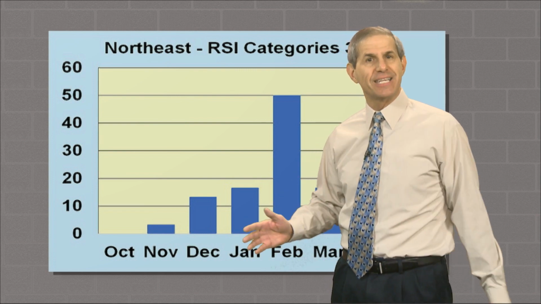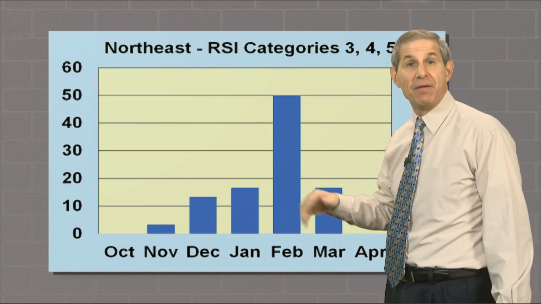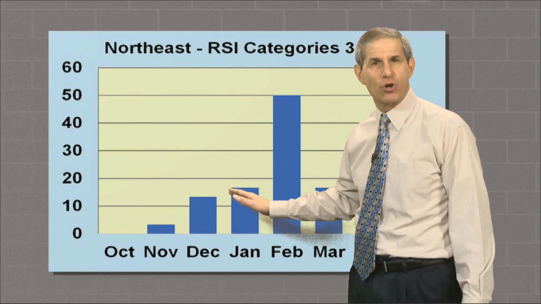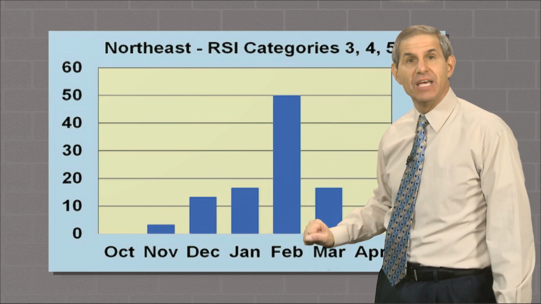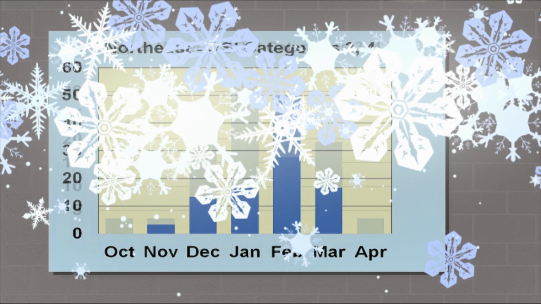For example, let's consider only storms in categories 3, 4, and 5, the major, crippling, or extreme ones, and plot what percentage have occurred in each month. Now, this is for the Northeast. February clearly sticks out as the most common month for very disruptive snowstorms, 3 times as many as in any other month. But it's not that way in all parts of the country.